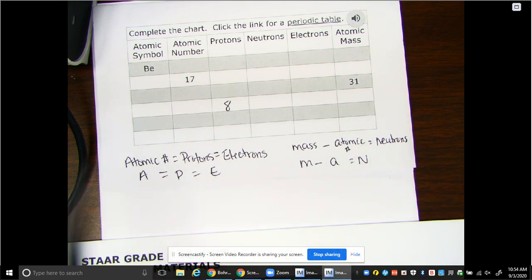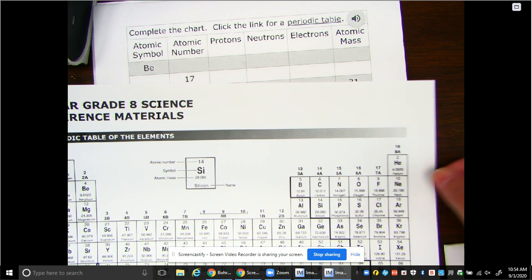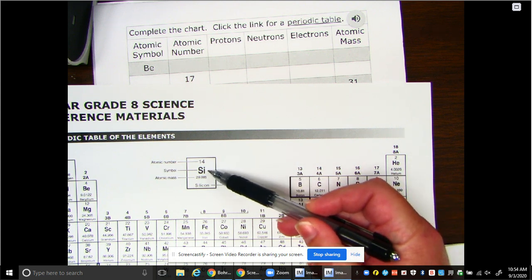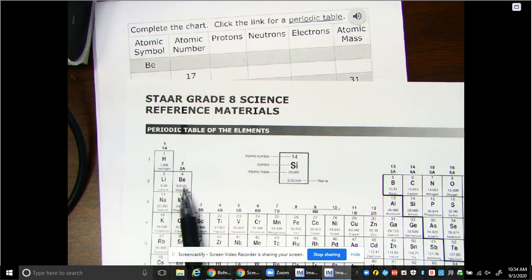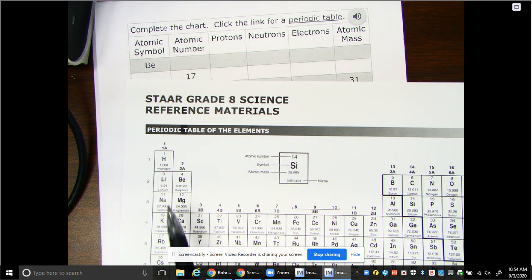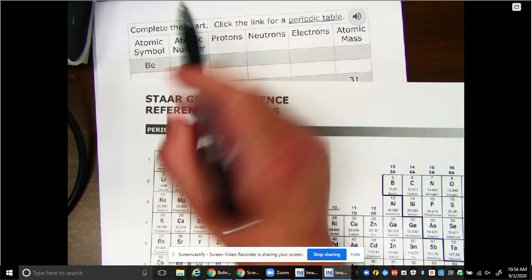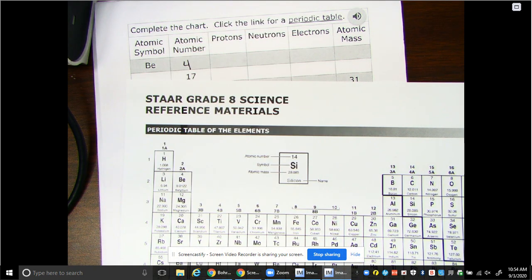Okay, so for the first one, I have my atomic symbol. So my atomic symbol, if we look at the periodic table, your symbol is basically the two or the one letters that are representing the name of that element. Okay, so my symbol here. So I'm looking for Be, beryllium. So Be is right there. Okay, so my atomic number for Be, because it's already given to me, is a 4, right? My atomic number is the top number, so it says atomic number, right? It's the top number. My atomic number is 4. So up here, I'm going to write a 4 in my atomic number.